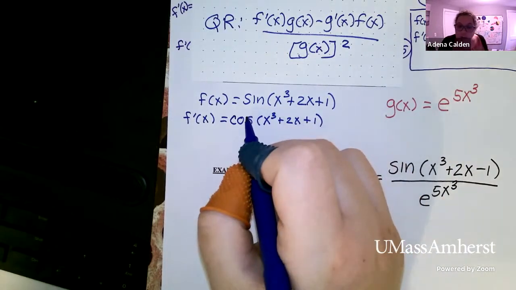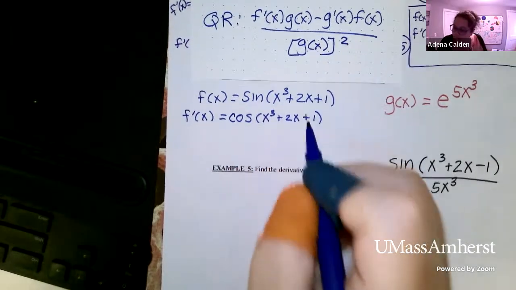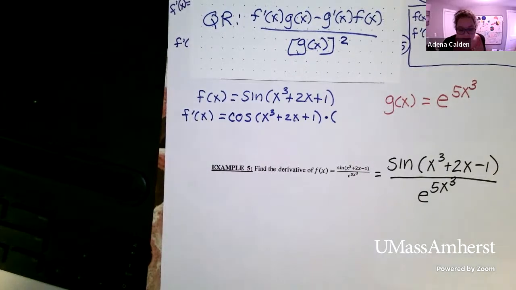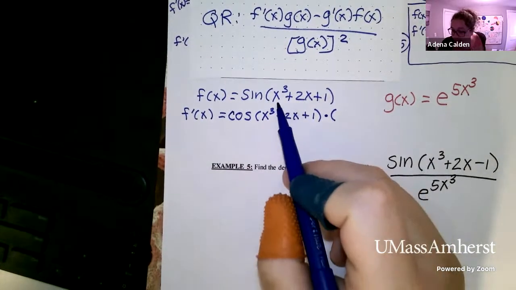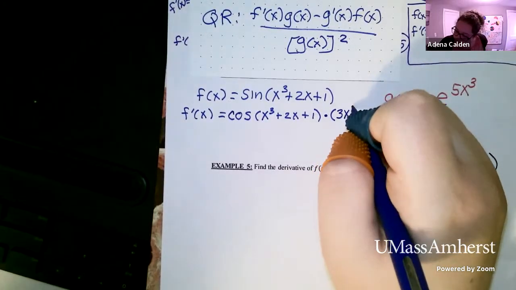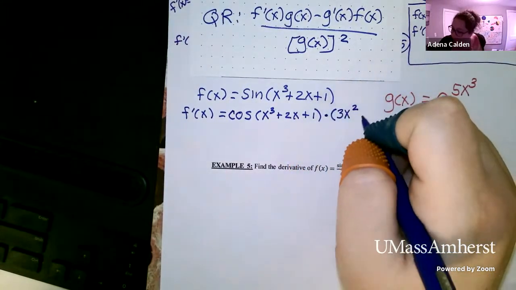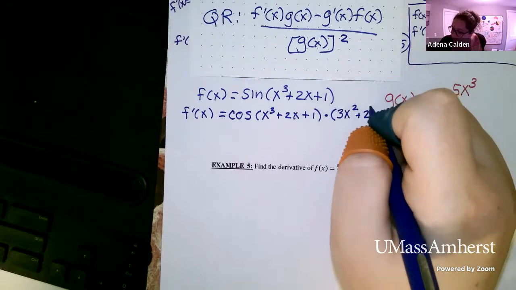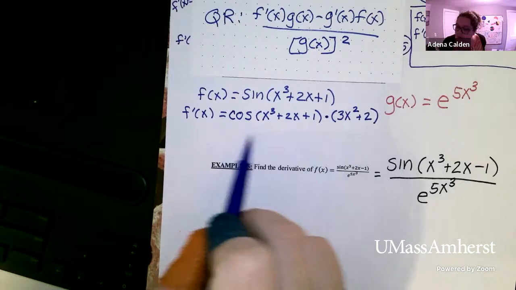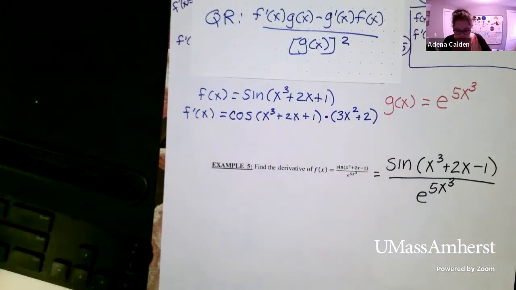So when we change the sine to cosine, the inside stays the same, but then we multiply this by the derivative of the inside. So the derivative of x cubed is 3x squared. The derivative of 2x is 2. So my full derivative has two terms and it ends up looking like this.